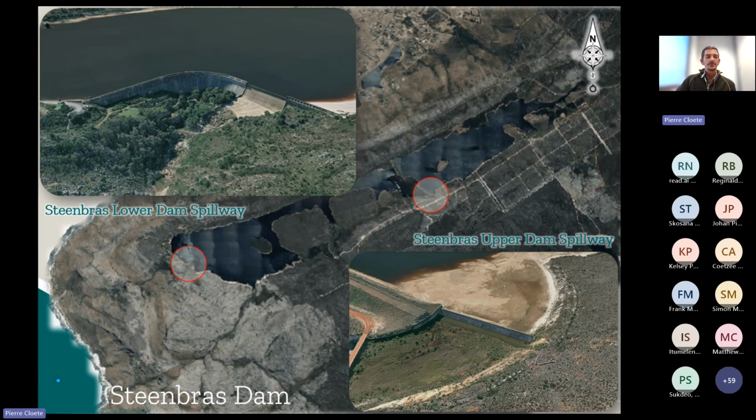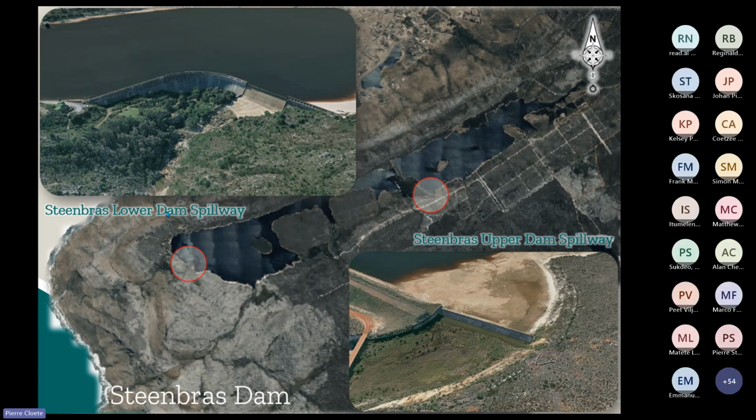Now, both these dams do have spillways of their own. The upper dam spillway you can see in the lower right image, which is a nice WES standard USBR spillway. And then the lower dam spillway is the one that you can see in the image to the top left, which is somewhat of an OG spillway, but not in the traditional sense of what you would encounter in design documentation.